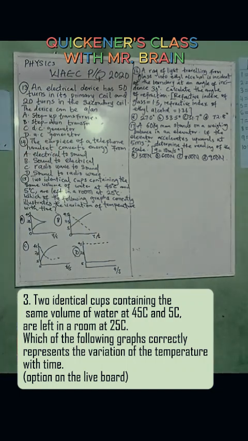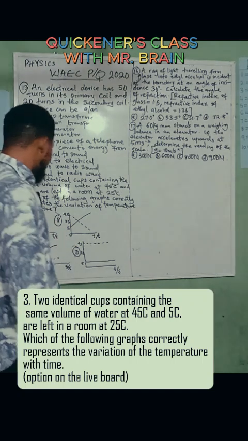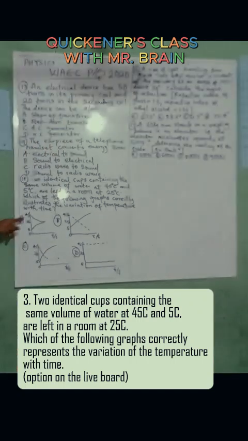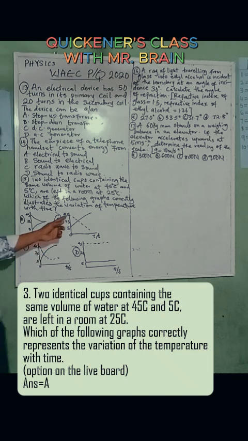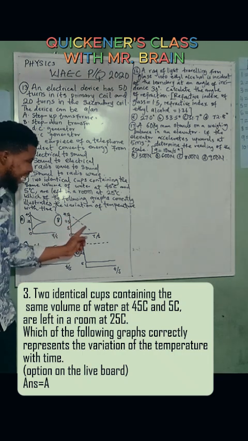Alright. So which of them should show this illustration? Is it A, B, C, or D? Now look at the temperature, 45 degrees Celsius going down to 25, then 5 going up to what? 25, and they become the same. I think this is the perfect option, right? So A is correct. But other options, this one, it goes down and goes beyond.